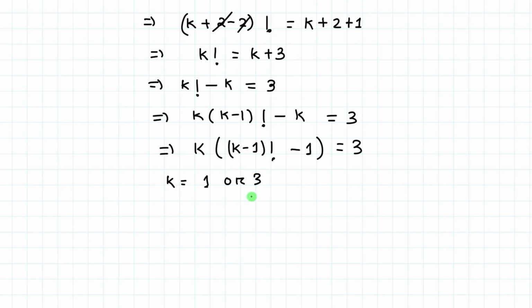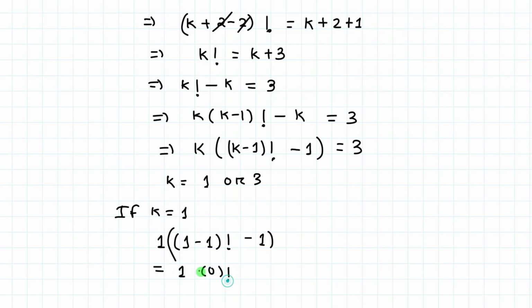Let's check for which value this equation is satisfied. If k equals 1, we put 1 in place of k: 1 multiplied by 1 minus 1 factorial minus 1. This equals 1 multiplied by 0 factorial minus 1. Now 0 factorial is nothing but 1. So we are getting 1 multiplied by 1 minus 1, which equals 0. As we are getting 0, which is not equal to 3, k equals 1 is not satisfying.